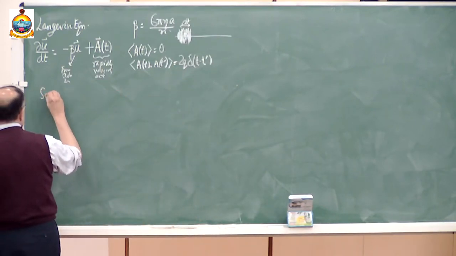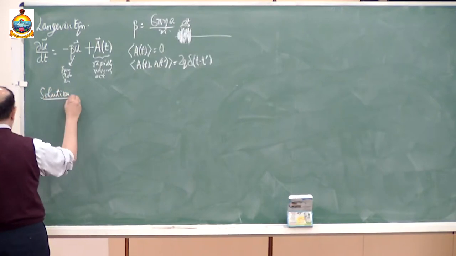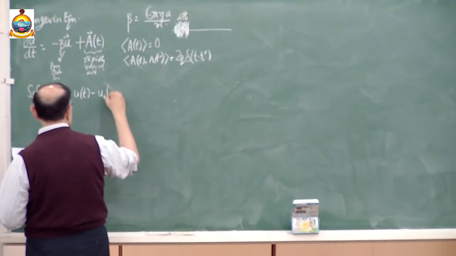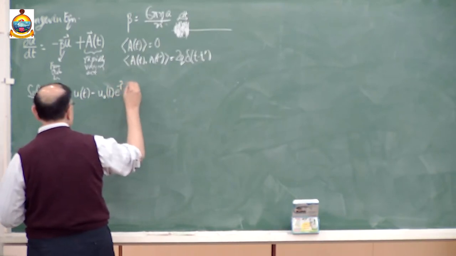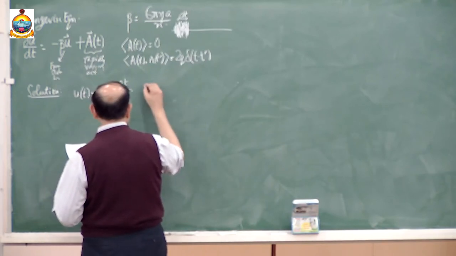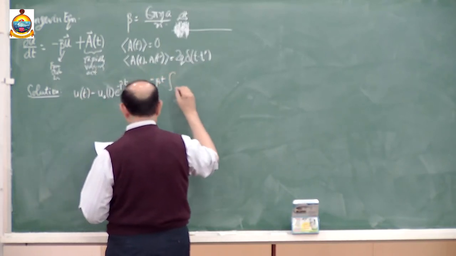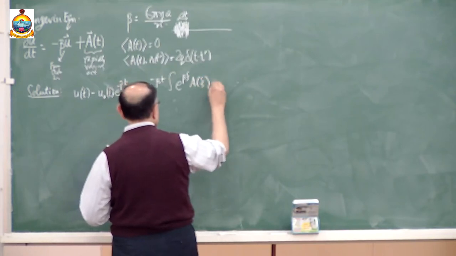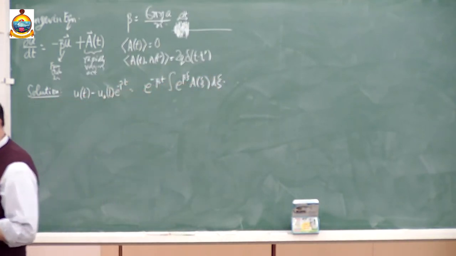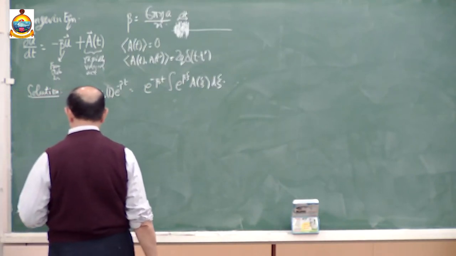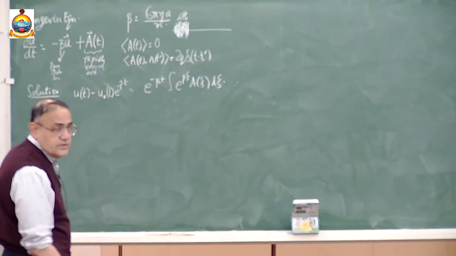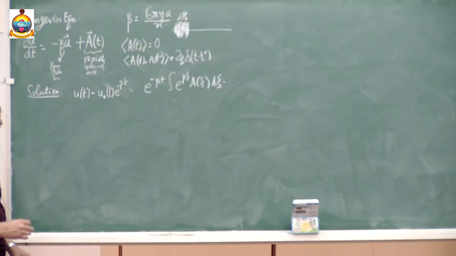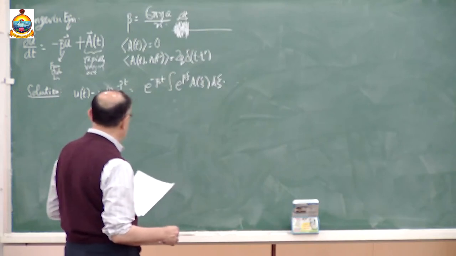Now the fact is that we could solve this equation, and the solution was simple. A linear first order equation, and we found that u of t minus u naught times e to the minus beta t was given by an integral using an integrating factor, e to the beta xi A of xi d xi. And then basically what we did is we used a lemma, I am not going to rewrite it, to find the distribution of u.